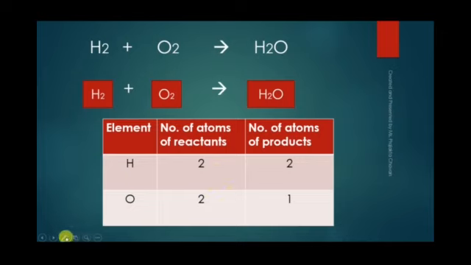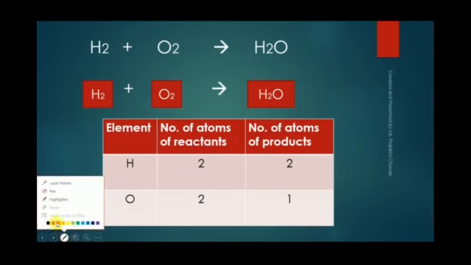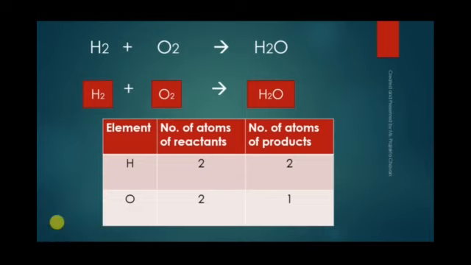Now, to do that, it is convenient to start with the greatest number, the highest number. So here, as you can see, the highest number is 2. For hydrogen also it is 2. For oxygen also it is 2. But for hydrogen, students, the number of atoms in reactants and the number of atoms in the products both are equal. Here also it is 2, here also 2. So that means that it is equal.